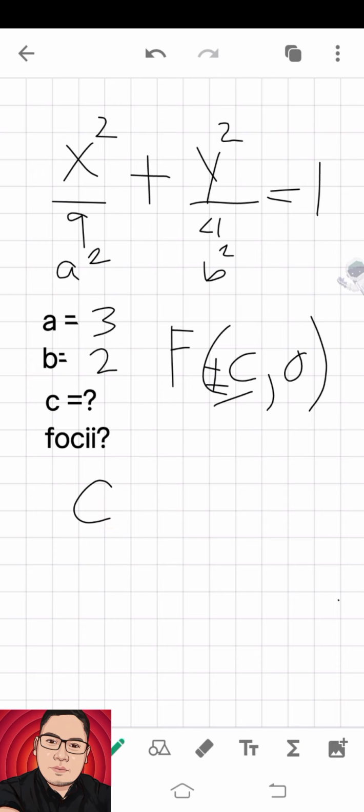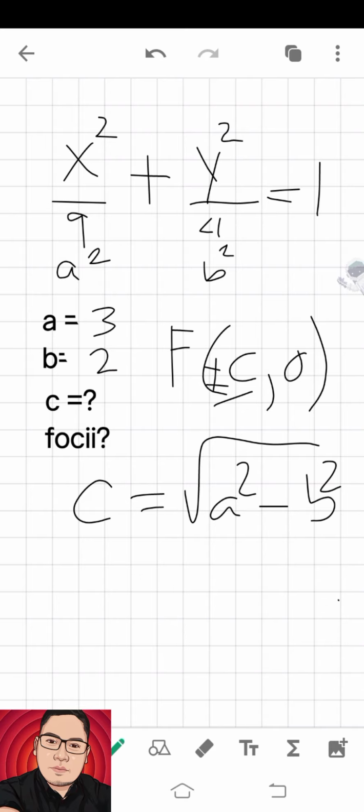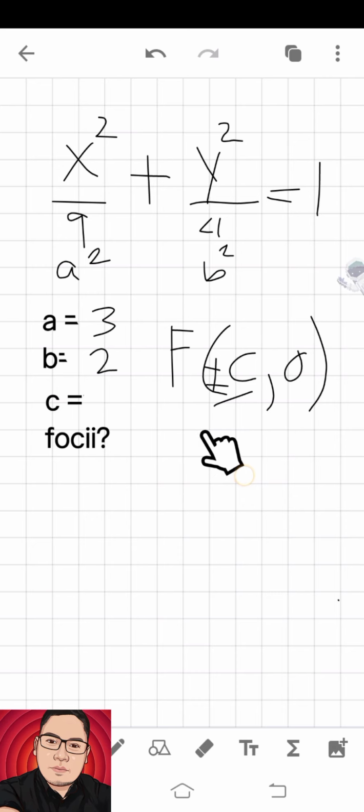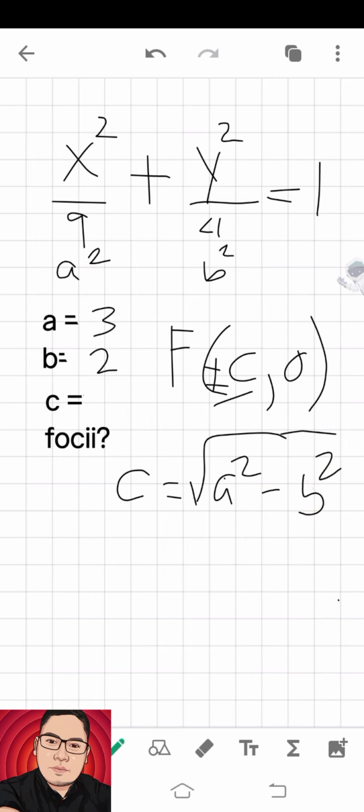C is equal to the root of a squared minus b squared. Take note, that is not the Pythagorean theorem. That is an equation for finding the value of c. Now let's determine the value of c in order to determine the value of our foci. Again, c is equal to the root of a to the second power minus b to the second power. We already have the value of a, that is 3, right? Then 3 squared minus 2 squared.